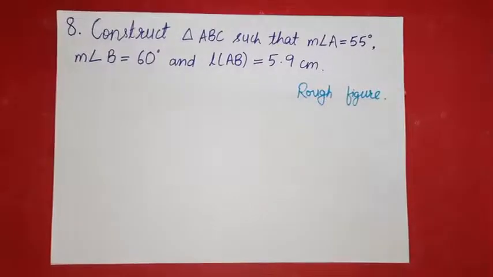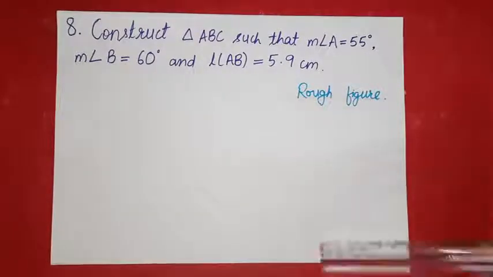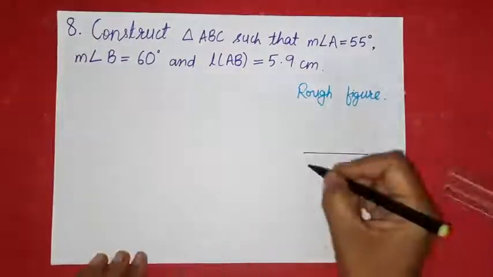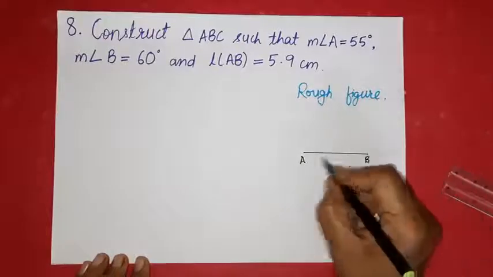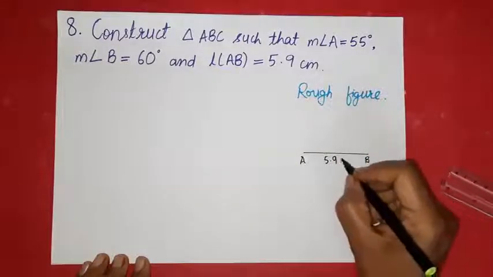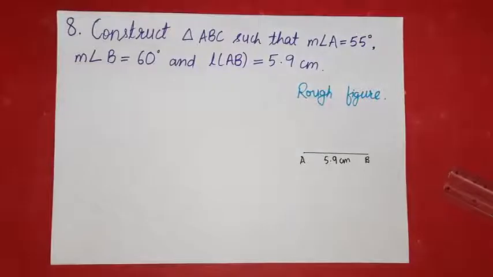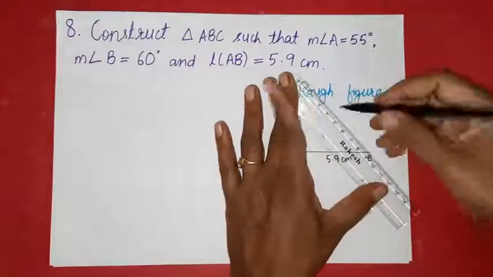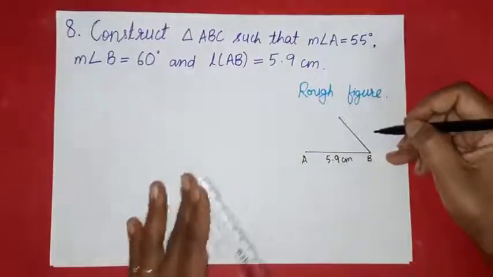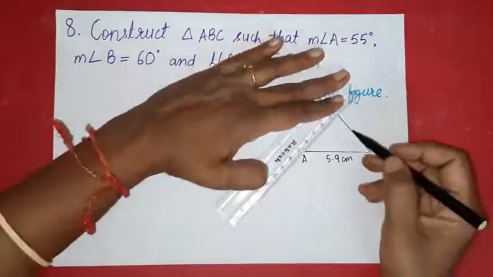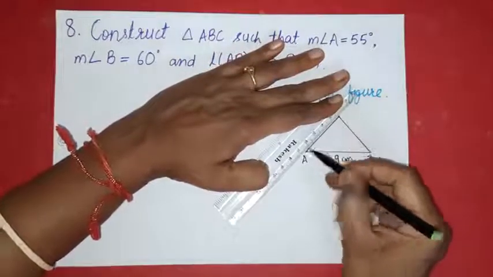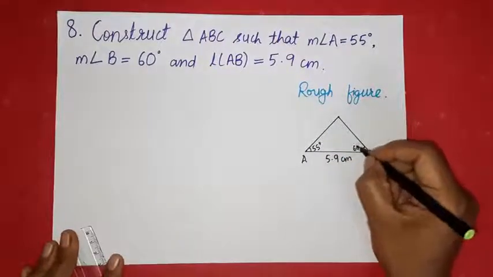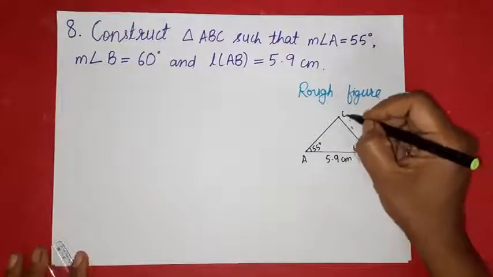First, we will draw the rough diagram. We will consider segment AB as the base. So, in rough diagram, you will draw segment AB as the base. Here you have to take segment AB of length 5.9 centimeter. Now, angle B is of 60 degrees, that is an acute angle. So, we will try to show acute angle in this diagram. Also, angle A is also an acute angle, it is of 55 degrees. So, we will try to show again acute angle in this diagram. Now, this vertex formed here will be vertex C.